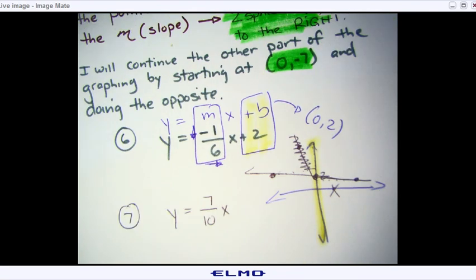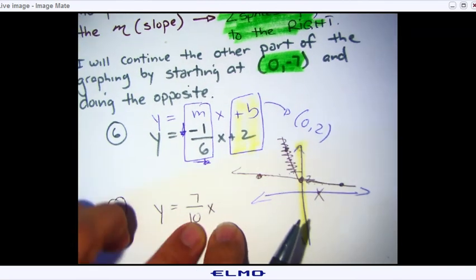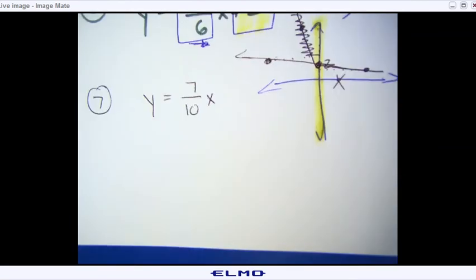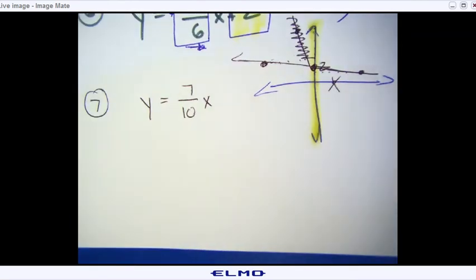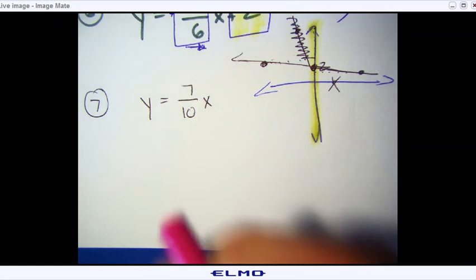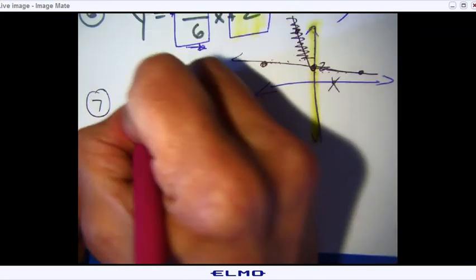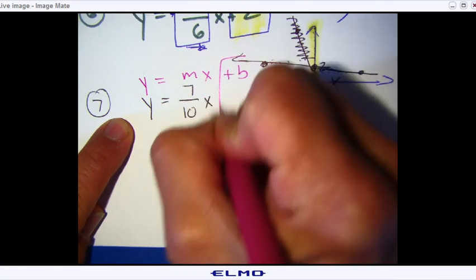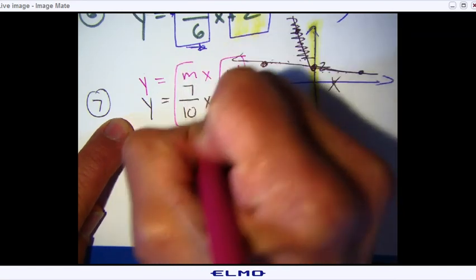All right. So the next problem is what? Y is equal to 7x and there's nothing. Okay. So this is where a lot of kids will get confused. All right, so you do the same thing, guys. Y equals mx plus b. You box it in.